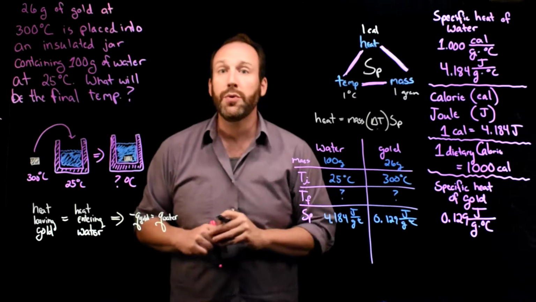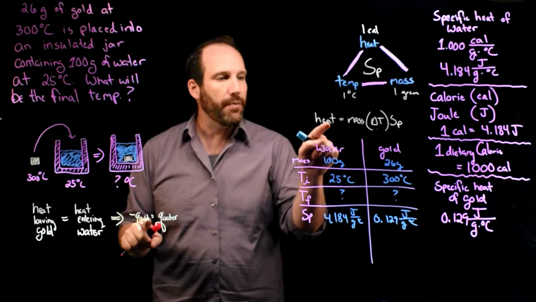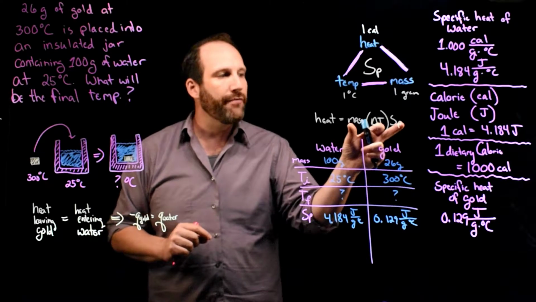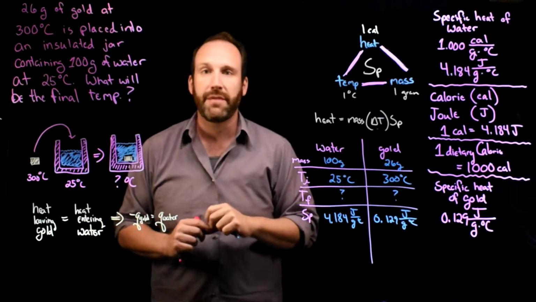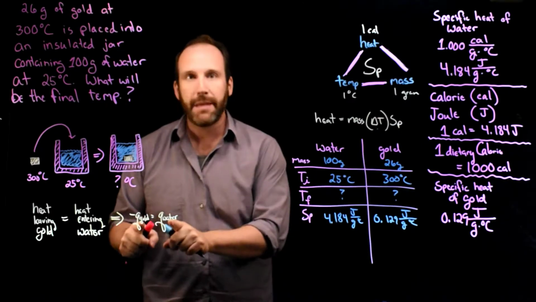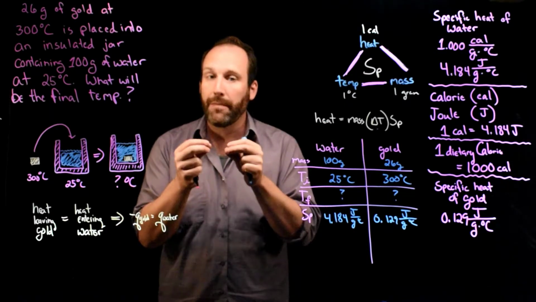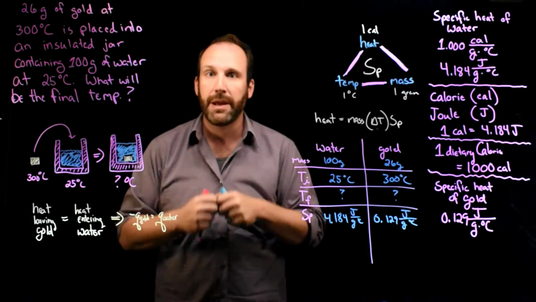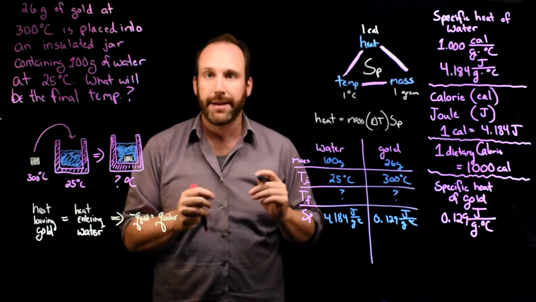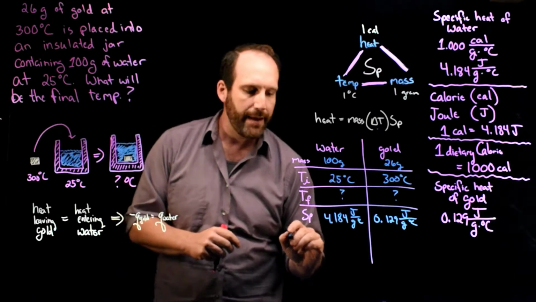And so can we use the information that we have? Well, we know this idea that the heat of the gold is going to equal the heat of the water. That means I can set up an equation for both, mass times delta T times specific heat. I can set up an equation for both the water and the gold and then set them equal to each other, because the heat that leaves the gold has to be the heat that enters the water. So let's do our two independent equations first, okay?